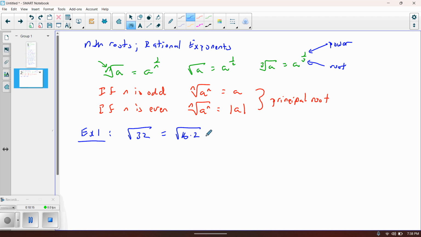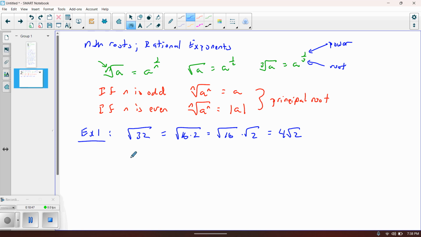But the square root of 16 is something that we know, and we can split that up using properties of roots to be the square root of 16 times the square root of 2. And the square root of 16's principal root is 4, absolute value technically of it, which is 4. And then the square root of 2 cannot be simplified any further because there are no factors of any perfect squares that go into 2 other than 1, and 1 doesn't do us any good.